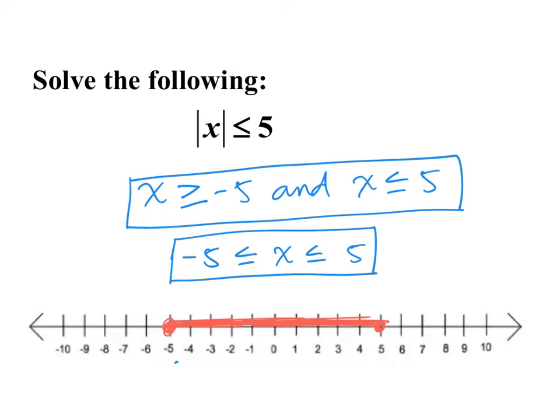We can't do this on the absolute value problems where the symbol is greater than, because then you're looking at the ends of the number line. So you'd have to write two statements joined with the word or. But on these, you can either write the two statements joined with the word and, or you could write it as a compound inequality.